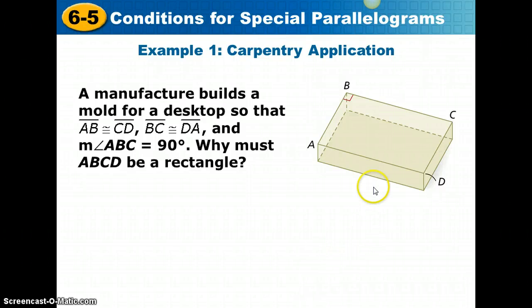So let's take a look at example 1. A manufacturer builds a mold for a desktop so that AB is congruent to CD, and BC is congruent to DA, and the measure of angle ABC is 90 degrees. Why does this have to be a rectangle?